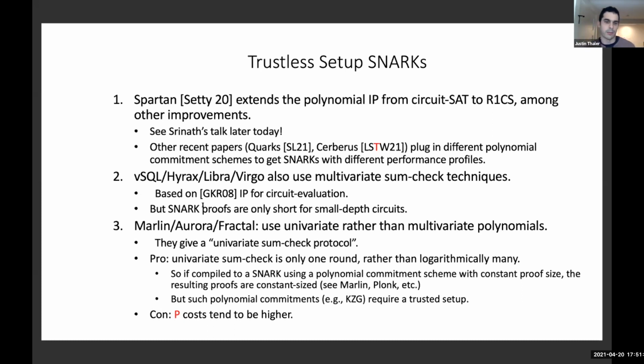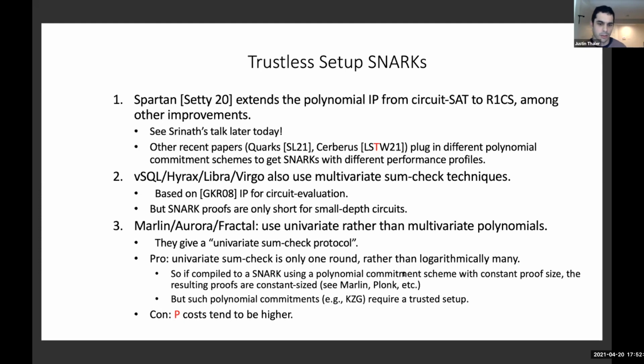A con is that for deep circuits, the proofs are really big. A pro is that the polynomial commitments are only applied to the witness, not the whole circuit transcript. So if the witness is small, that can be a nice thing. And then there's a sequence of works that use univariate rather than multivariate polynomials. A pro of this sequence of works is that their univariate version of the sumcheck protocol is only one round. So if you combine it with a polynomial commitment scheme with constant size proofs of evaluation, you get out constant size SNARK proofs. You see that kind of performance from systems like Marlin and Plonk.